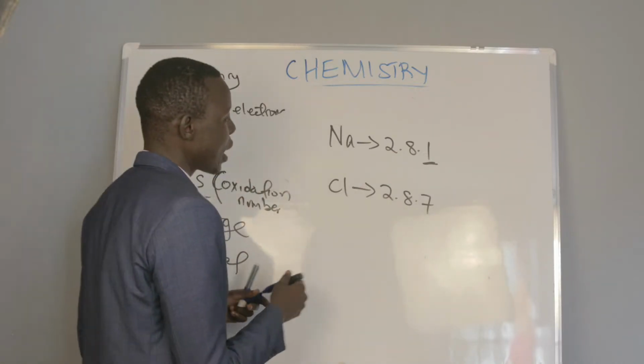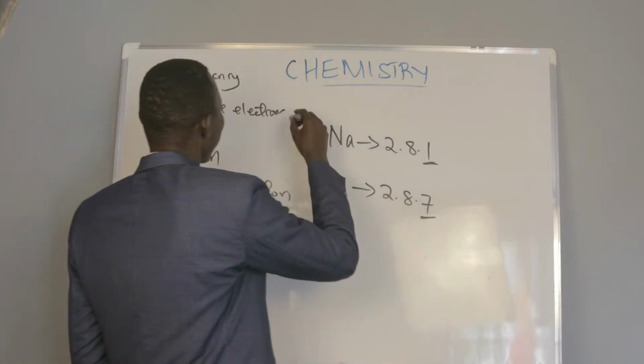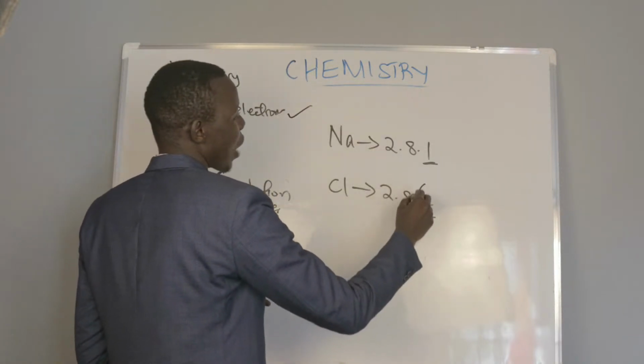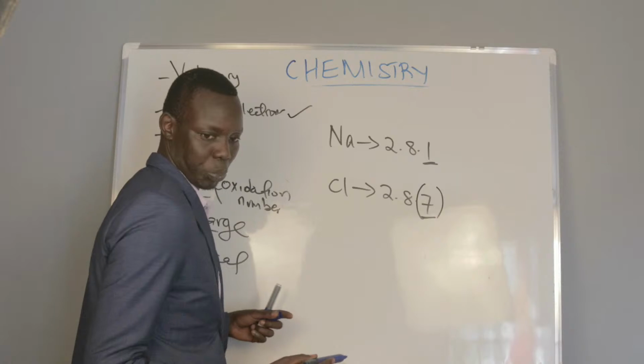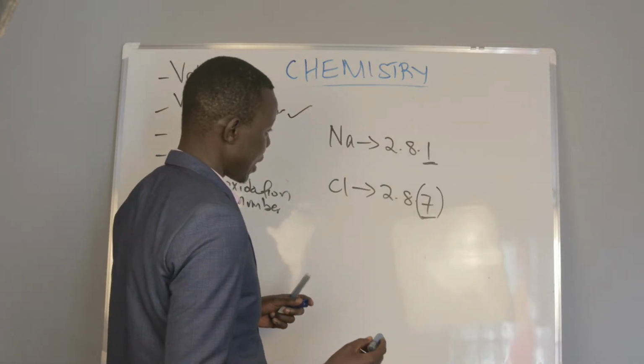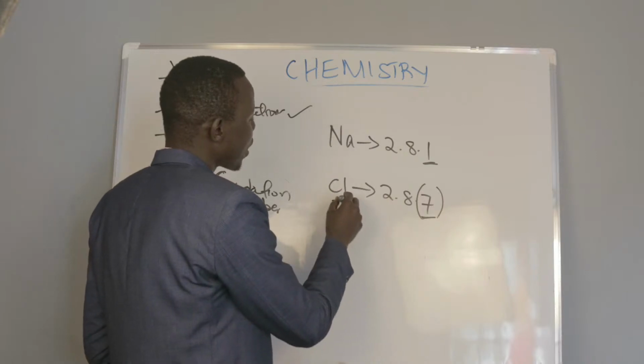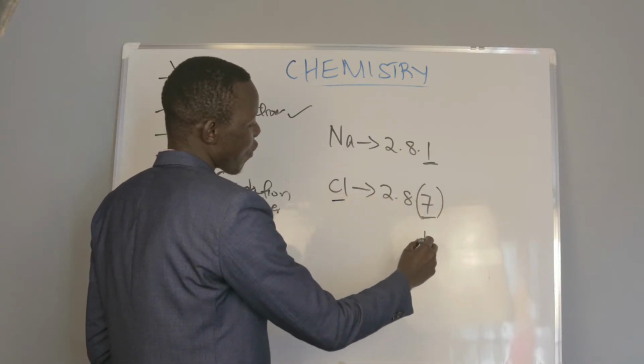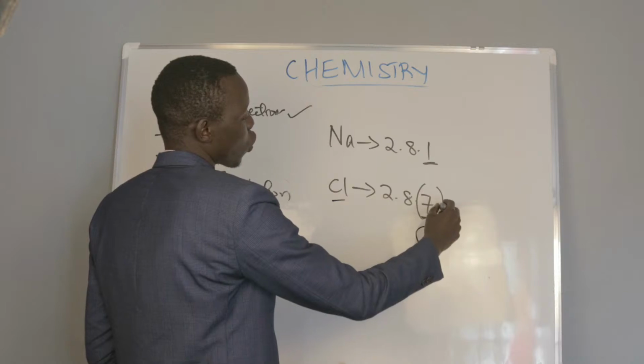Now for chlorine, 7 is the valence electrons, which is known as the outermost electrons. And what about valency for chlorine? It's only gaining 1. Chlorine is having a valency of 1, but the valence electrons are 7.